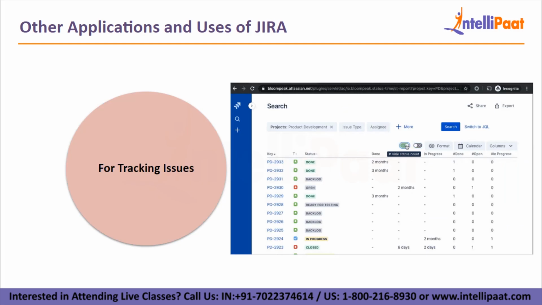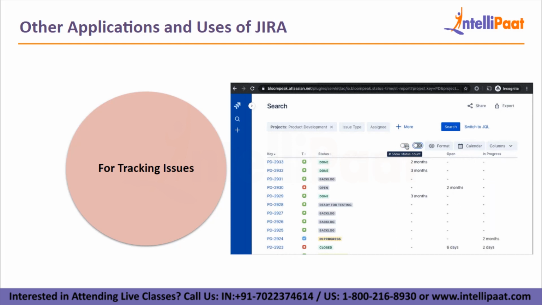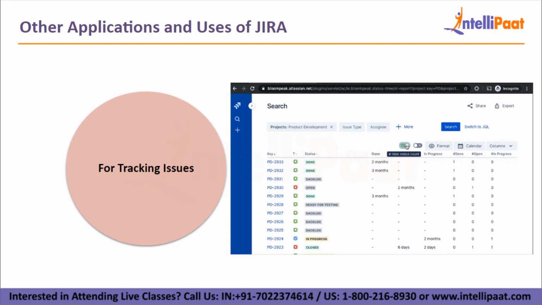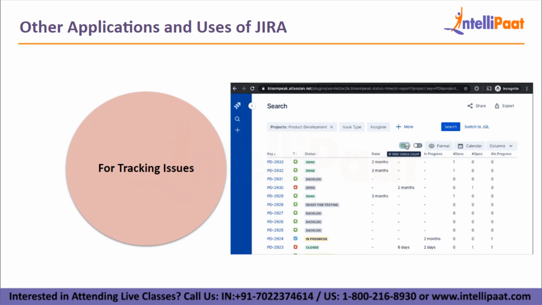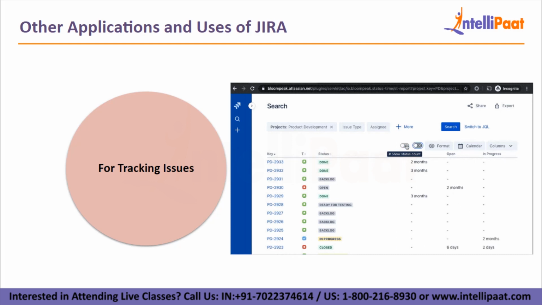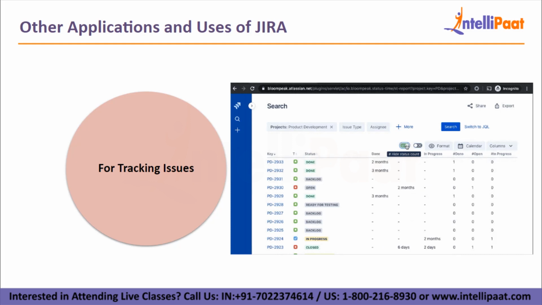Next up, we have tracking issues. Jira was originally created to track bugs and issues. As previously stated, the software enables the user to recognize different types of problems and solve them appropriately. Furthermore, users can create their own project issues and then prioritize them, focusing on them according to the project's phases. It also aids in the tracking of issues as the project progresses.